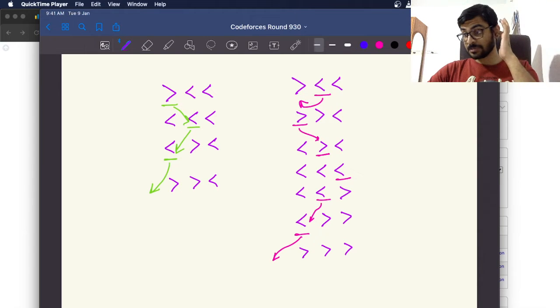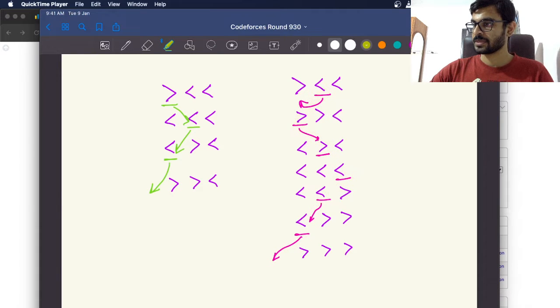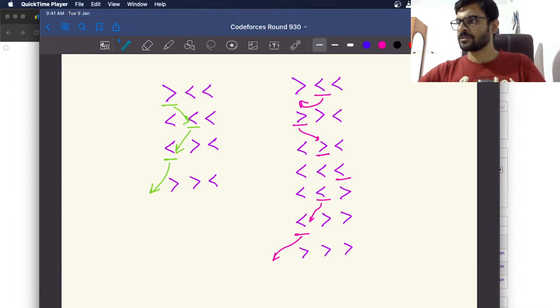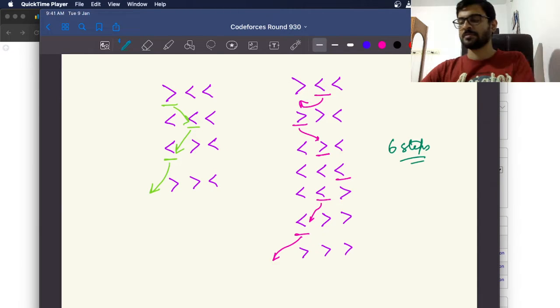So how many total steps? 1, 2, 3, 4, 5, 6. Total 6 steps. That's sufficient for the time being. In 6 steps, from the middle position it will be out.